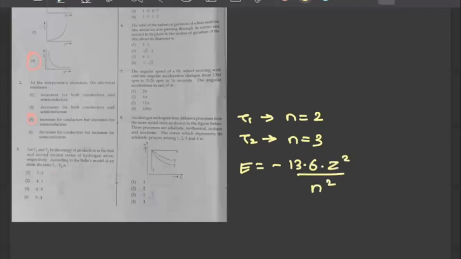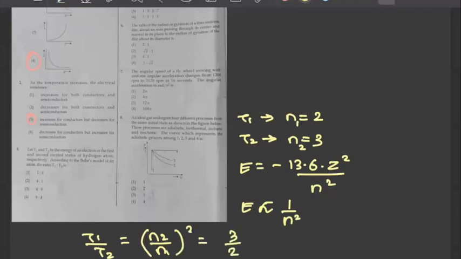So basically Z is the same. So I'm going to get inversely proportional to N square. So I'm going to get T1 by T2 is going to be N2 by N1, this is 1 and 2, right? Squared, so N2 is 3 and this is 2, so squared means 9 by 4 should be my answer. That's this one.